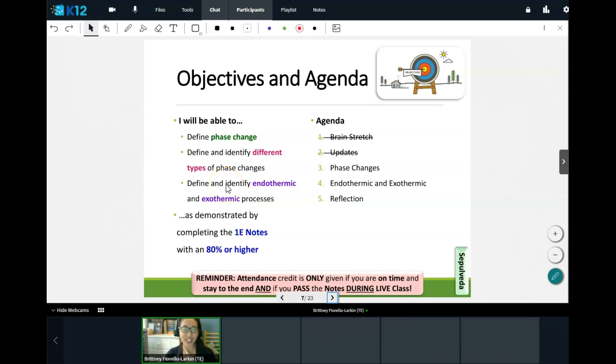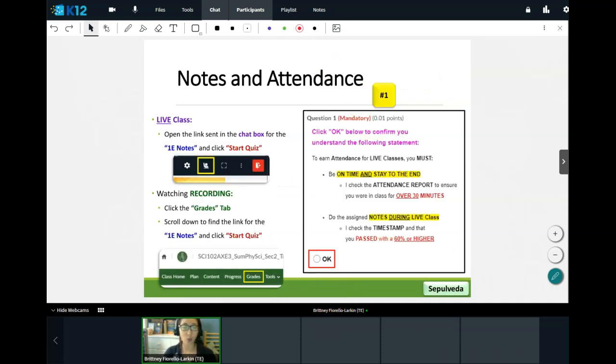All right, so today we're going to take a look at phase changes and identify the different types of phase changes and talk about endothermic versus exothermic processes. We're going to be working on the 1E notes. I'll send those links in the chat box again.